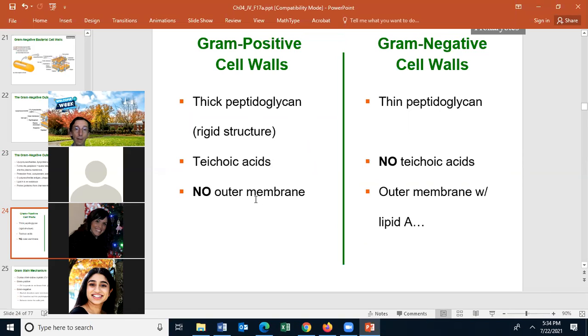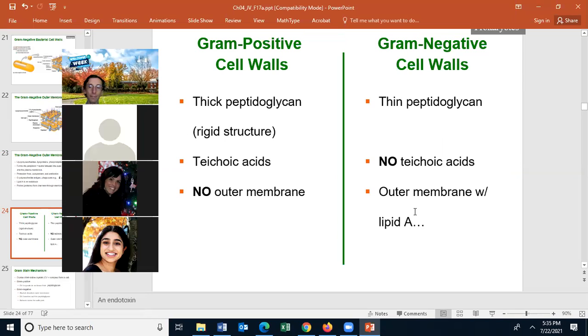There's no outer membrane in the gram-positive cell wall. There is an outer membrane in the gram-negative cell wall, and that's important because in the outer membrane you can find lipid A, which is an endotoxin. Any question about any of that?